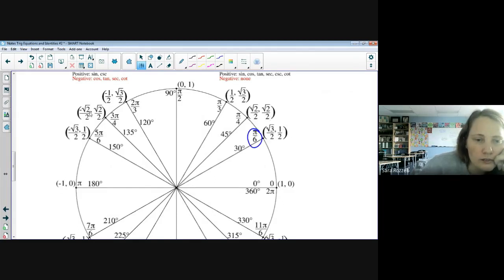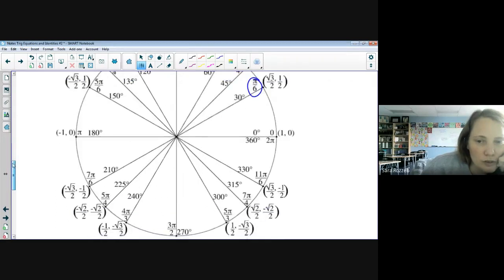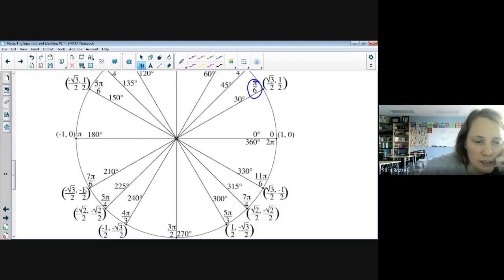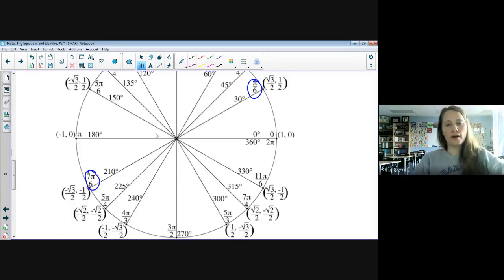None of those, none of those. Here's another one. Oh, that's not positive, that's negative. The other positive one is here. 1 over root 3, that'll cancel, negative will cancel. So that's 7 pi over 6. Pi over 6 and 7 pi over 6 for my positives.